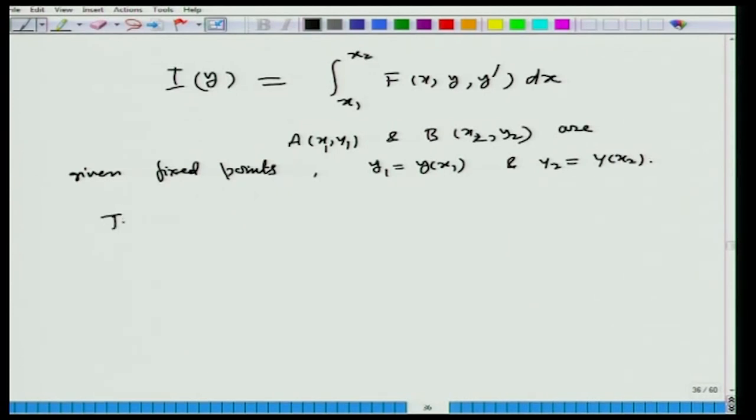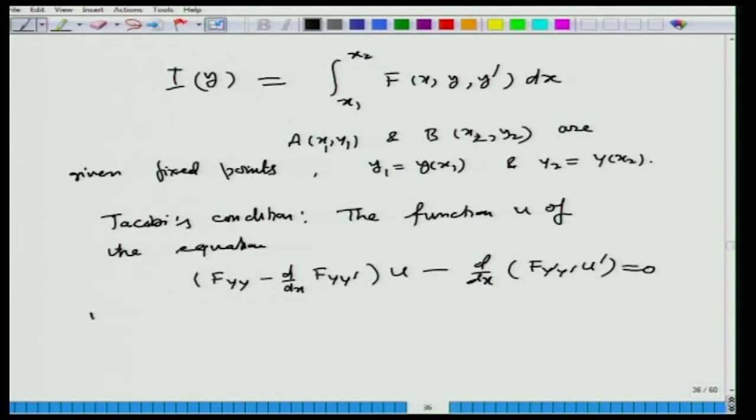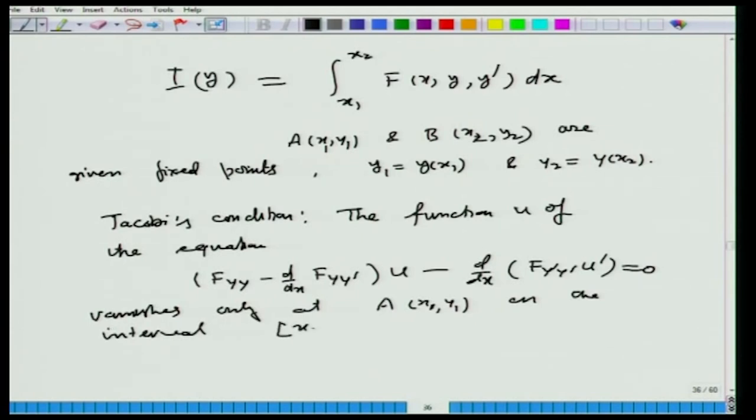So, the Jacobi condition is that the solution u of the equation f y y minus d by d x of f y y prime times u minus d by d x of f y prime y prime u prime equal to 0 vanishes only at A, that is x 1, y 1, on the interval x 1 to x 2.